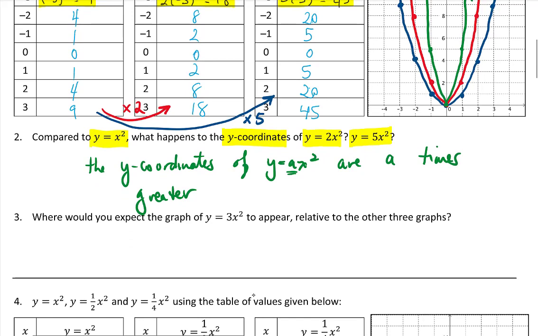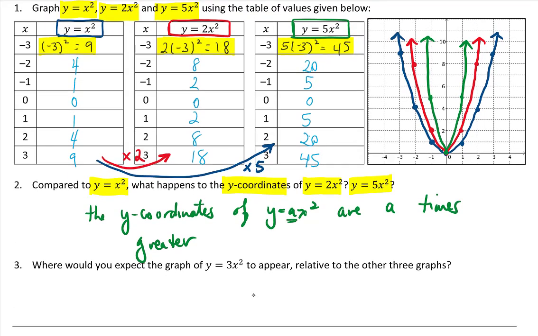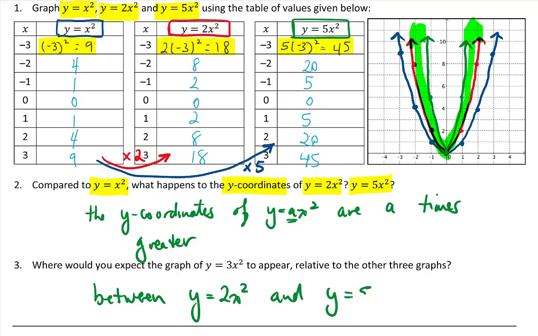Where would you expect the graph of y equals 3x squared to appear relative to the 3 graphs we have here? Well, since 3 is between 2 and 5, a good guess would be to say that it would be somewhere between the graphs of y equals 2x squared and y equals 5x squared. So between y equals 2x squared and y equals 5x squared.